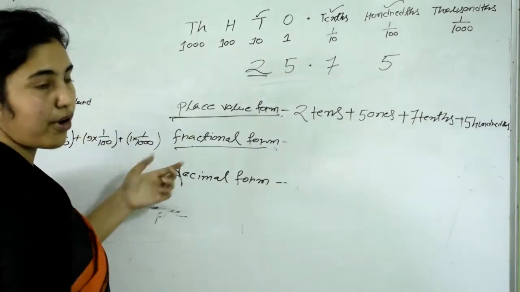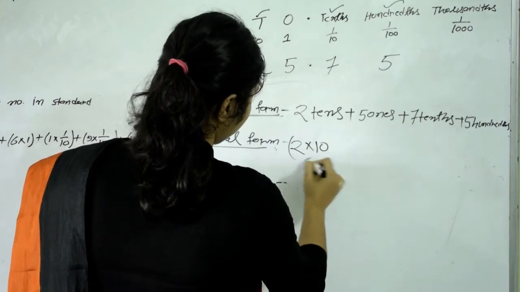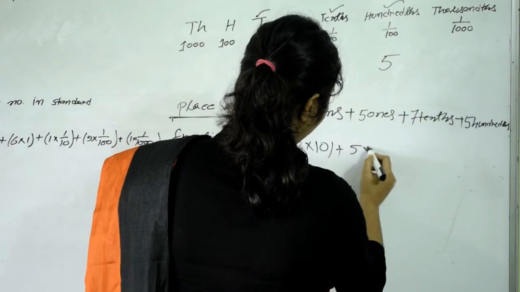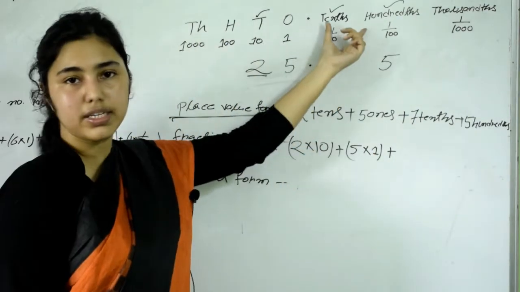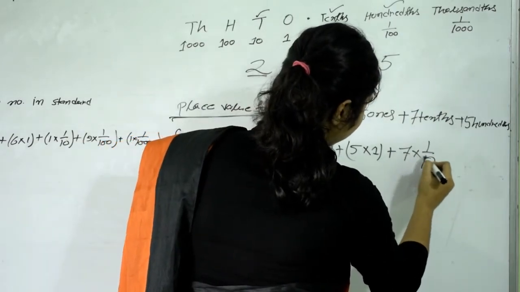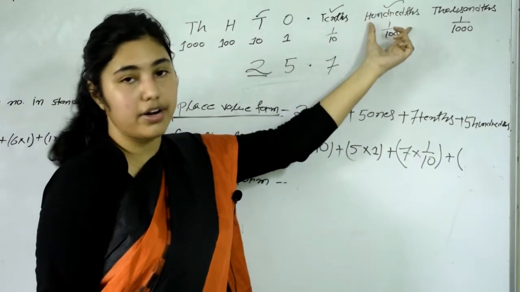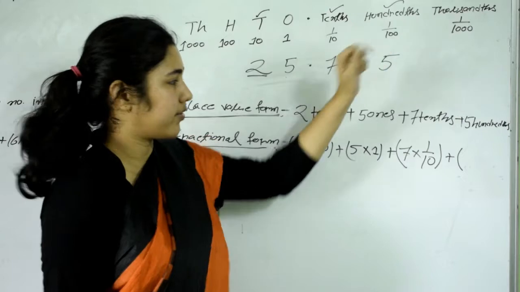Next, fractional form. Again 2 tens, which means 2 into 10 plus 5 ones. So 5 into 1 plus 7 tenths. So place value of 7 is 7 into 1 by 10 plus 5 hundredths, which means 5 into 1 by 100.